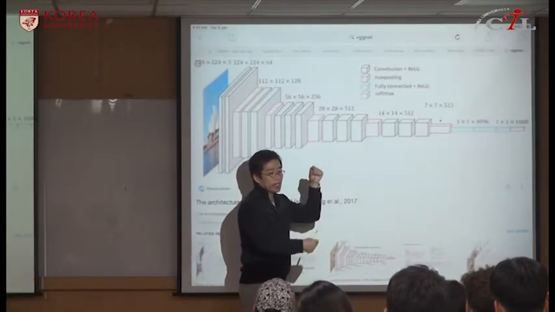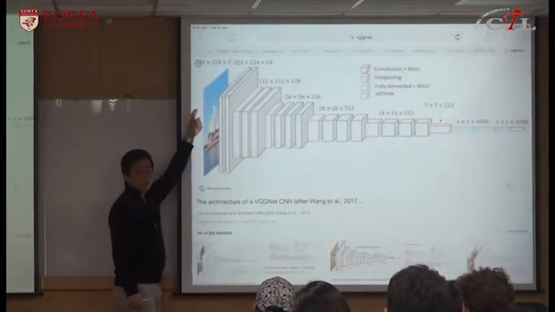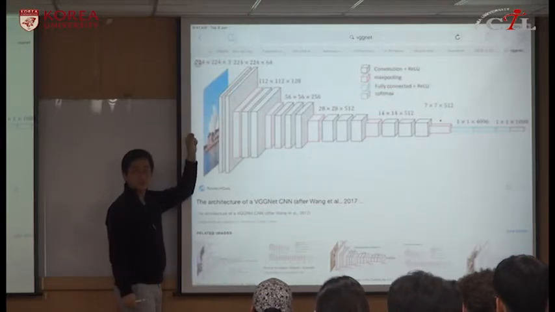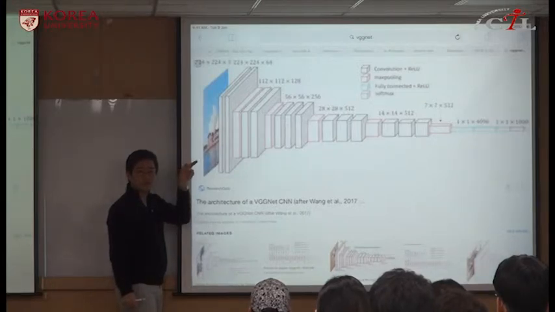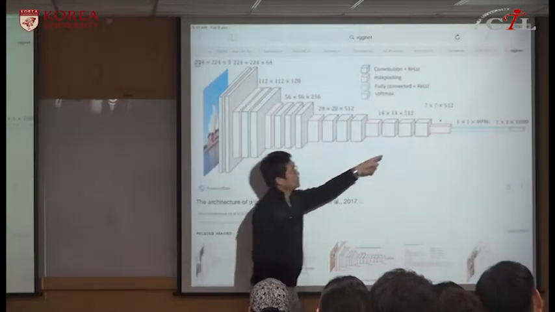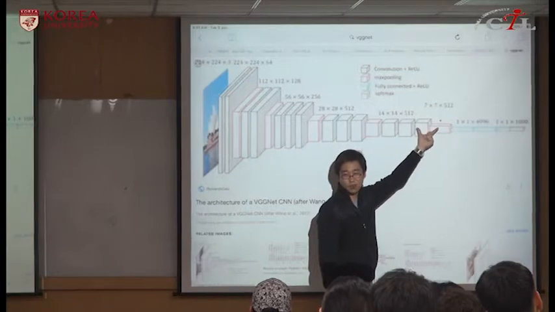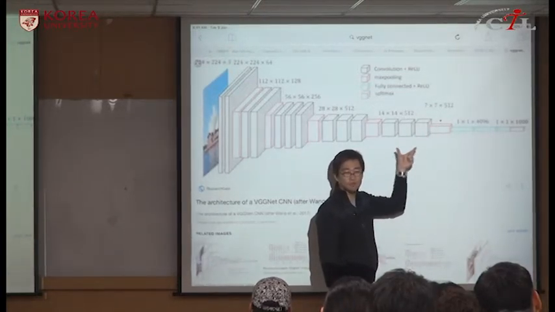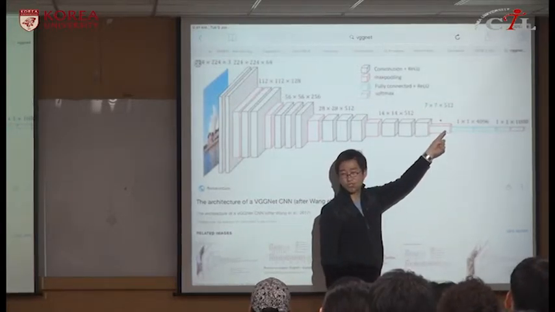To represent each position, how many numbers did we use in our vector? It was 3, because each position was represented as RGB, 3 different numbers. But at this activation map, each position is now represented as 512 different numbers, right? So now we can view it as having rich information to represent each position.